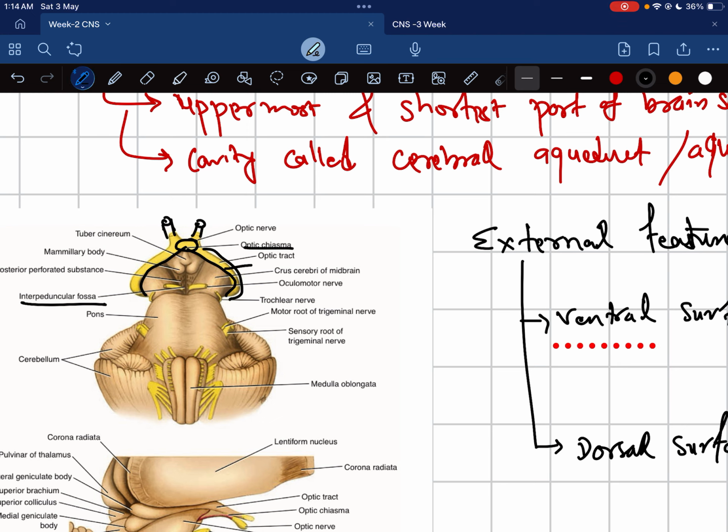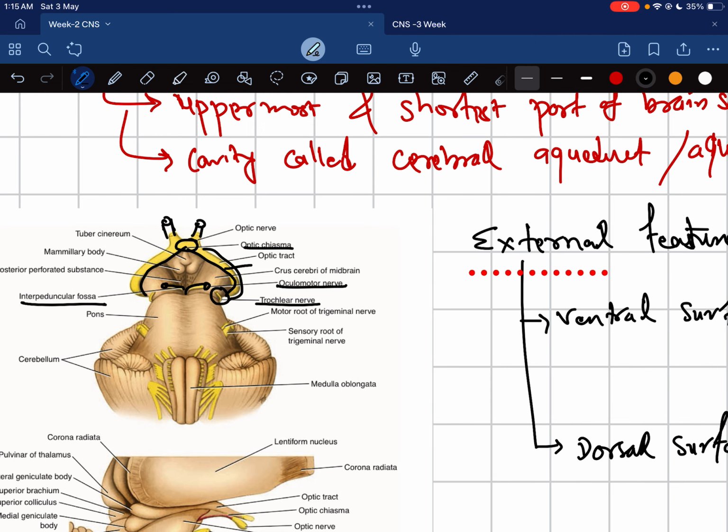So when we look anteriorly in the midbrain, from the anterior side there is a nerve coming out. This is called the oculomotor nerve, the third nerve. And posteriorly there is the trochlear nerve.